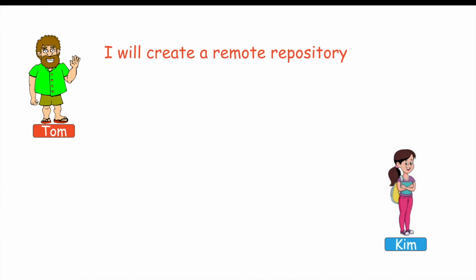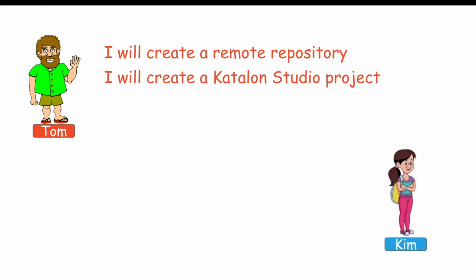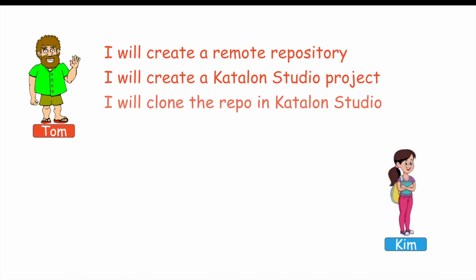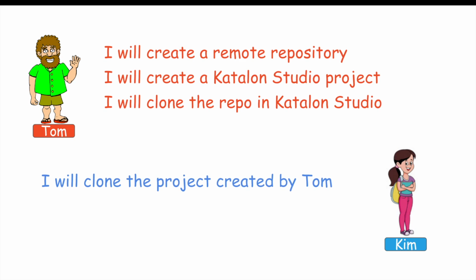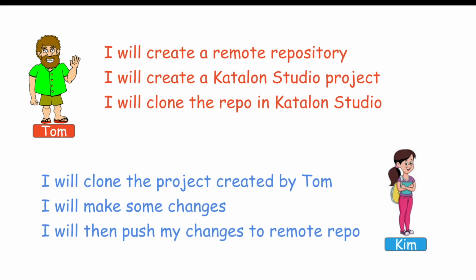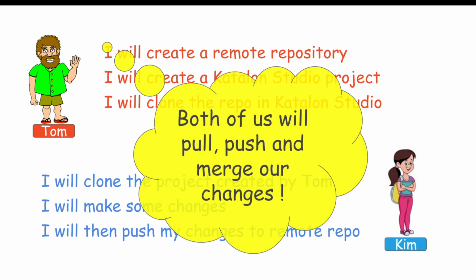In this session Tom is going to create a remote repository and then he will create a Katalon Studio project and then he will clone the repository into Katalon Studio. And then Kim is going to clone the project created by Tom. She will make some changes and then finally she will push the changes to the repository. And both of them will merge their changes.